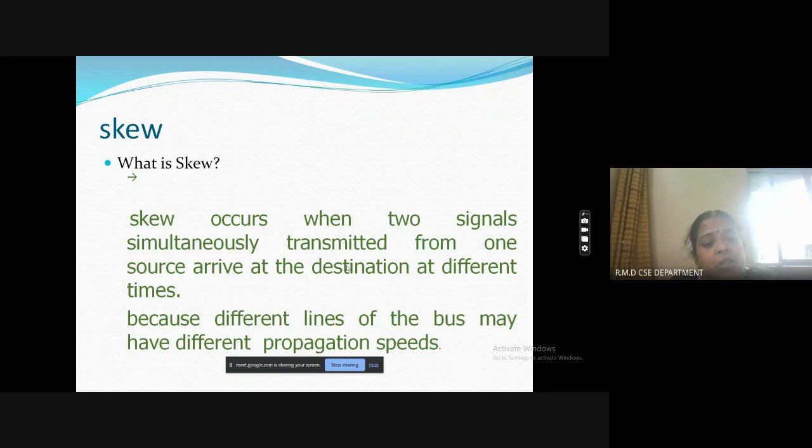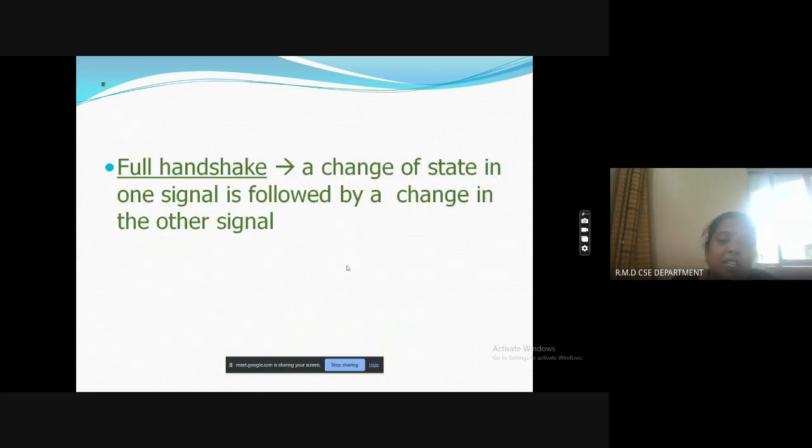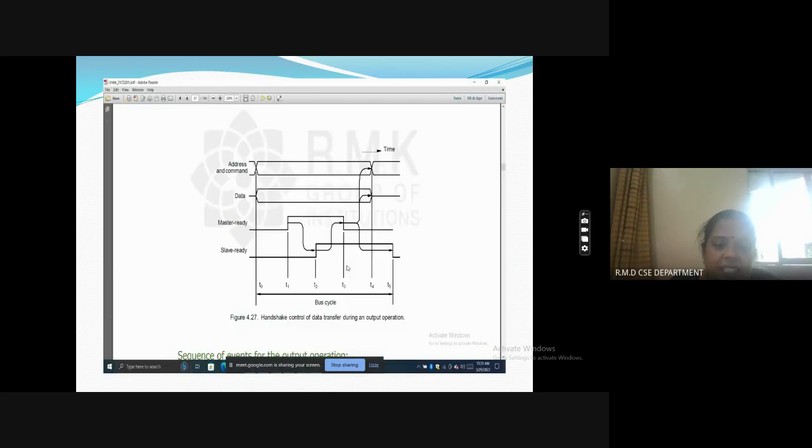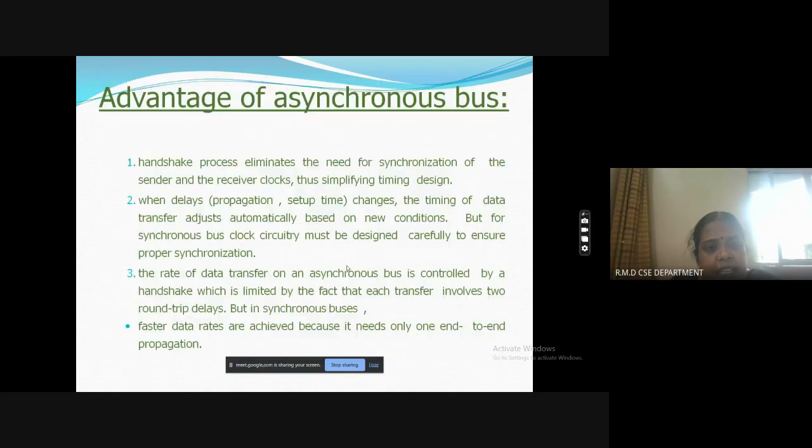Even in the asynchronous bus, there is skew that occurs. Skew means that data transmitted simultaneously from one device to another arrives at different times, so there is a delay in the data. It has to be solved by the full handshake, where a change of state in one signal is followed by a change in the other signal. So the slave ready signal is done within a single bus cycle.